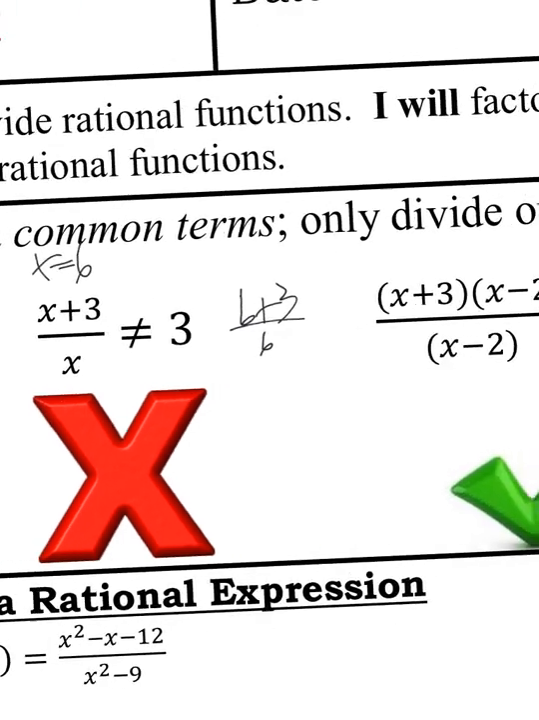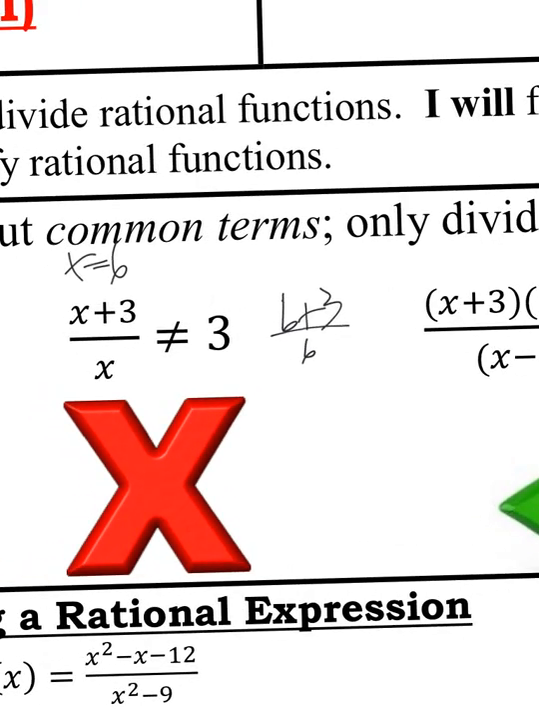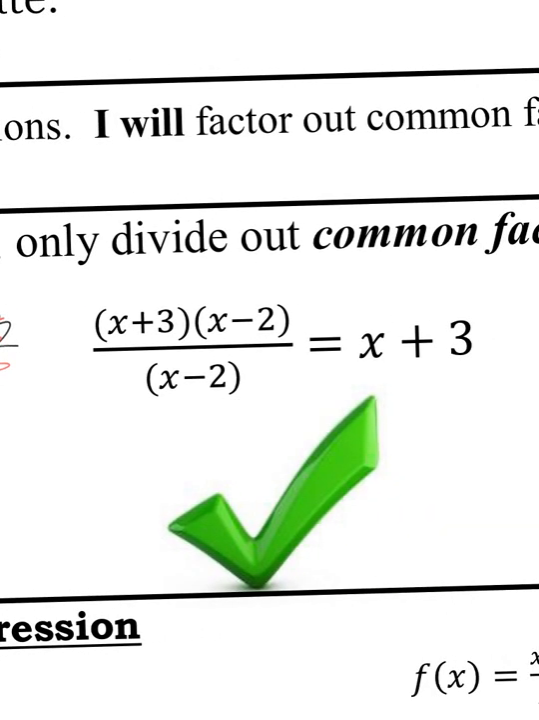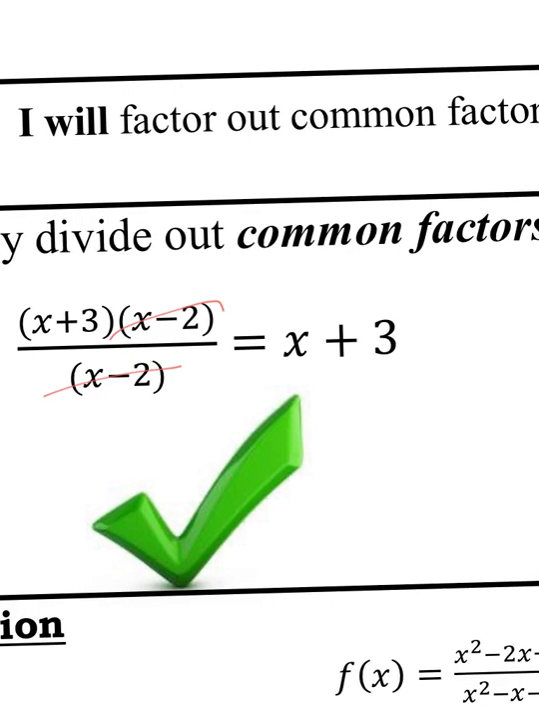So the times where they do cancel, if this is confusing, you just scratch it out. If they do cancel, they'll be exactly the same. I have an x minus 2 on top and on bottom, so I can cancel it out. So I could say x plus 3 is the simplified answer. Now we are going to talk about some restricted domains here, and on this I'd say the answer is x plus 3 where x can't equal 2.